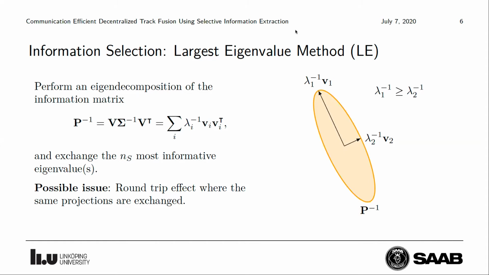This matrix is factorized using the eigendecomposition. Then simply the ns most informative eigenvalues and the corresponding eigenvectors are picked. The state estimate is also projected along the ns chosen projections. One possible issue with this method is that once the most informative eigenvalues have been exchanged, they will repeatedly be selected for transmission, such that only these projections travel around in the network.